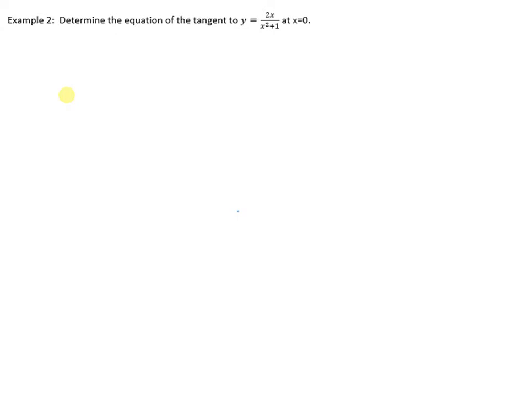Okay, same thing here, but we're actually going to try to find the equation of the tangent, the entire tangent at x equals 0. So we know x equals 0 is just 0 over 1, which is 0. So our point that we're trying to find our equation of the tangent at is (0, 0).